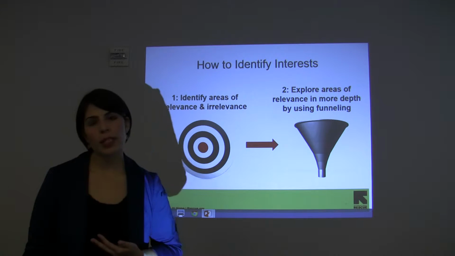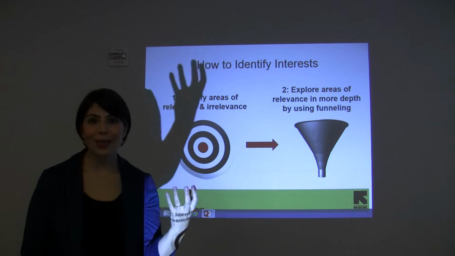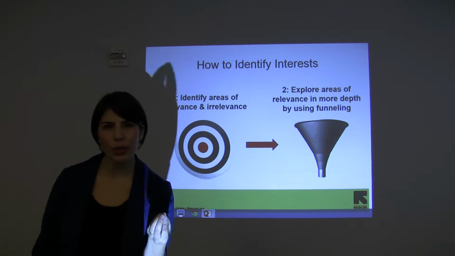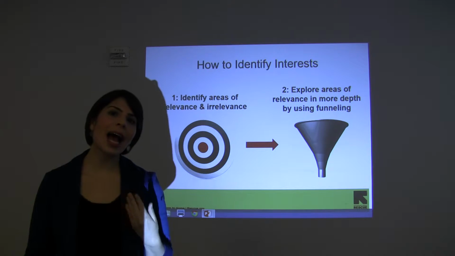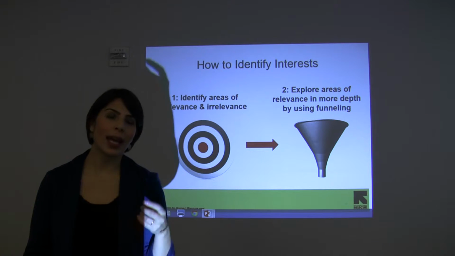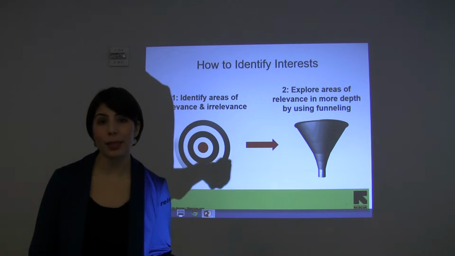So what I'd like to do at this point is share with you an example of relevance and irrelevance and how this technique was used with me in a management context, so that you can see how a manager could use inquiry and be listening for what's relevant or irrelevant to try to uncover interests.